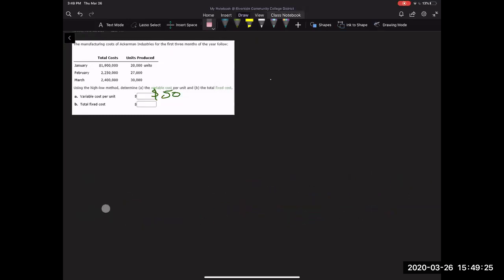All right. So let's do our fixed cost. Reminder, our formula is total cost equals our fixed cost plus our variable cost. Because we're trying to figure out only what our fixed cost is, we are going to rearrange the equation just to have fixed cost by itself. To do that, we're going to minus variable cost from both sides.